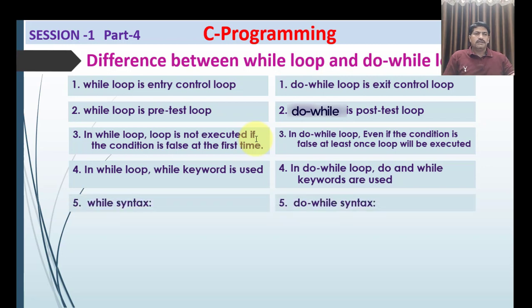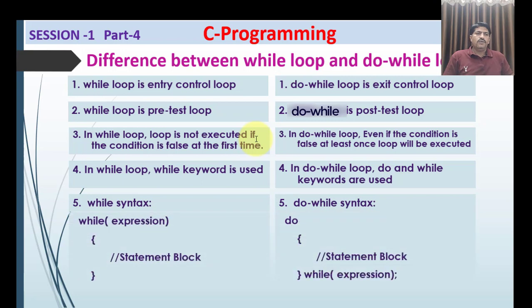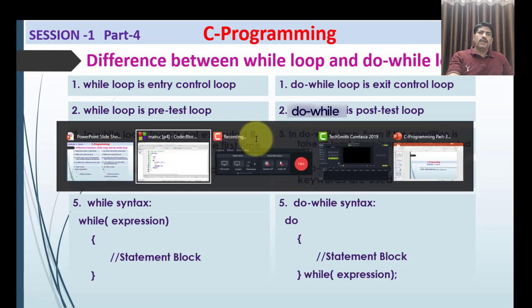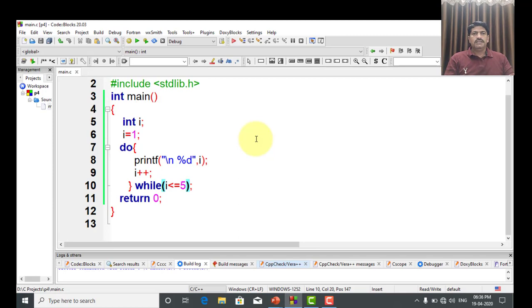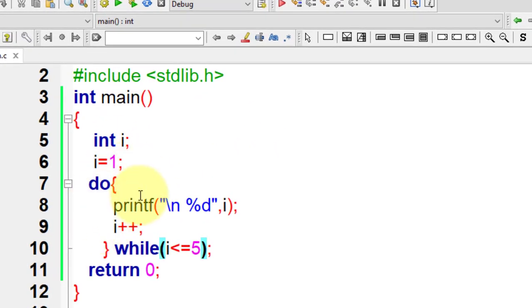So here is the syntax of while and do while loop. So these are the differences between while and do while loop. Let's see an example of this difference between while and do while loop. So this is the do while loop. Suppose initially the condition is false, then see what happens in the do while loop. Okay, so let's run this.